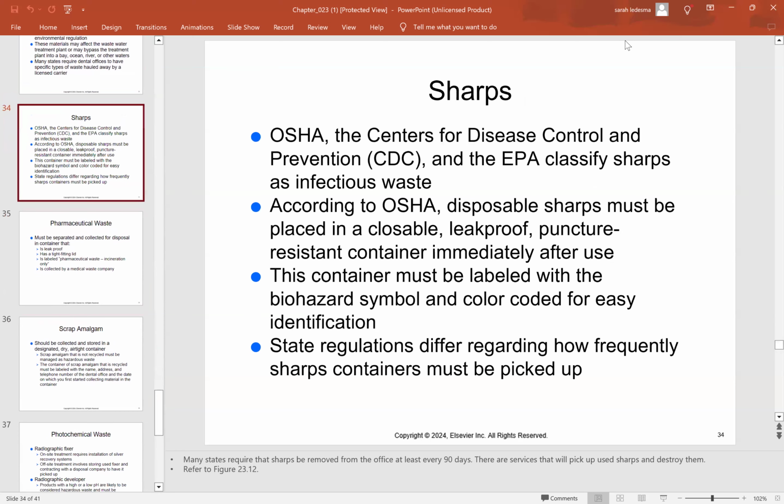Next, we'll talk about sharps. OSHA, the Centers for Disease Control and Prevention, or CDC, and the EPA classify sharps as infectious waste. According to OSHA, disposable sharps can be placed in a closable, leak-proof, puncture-resistant container immediately after they are used. The container must be labeled with a biohazard symbol and color-coded for easy identification. State regulators differ regarding how frequently sharps containers must be picked up.